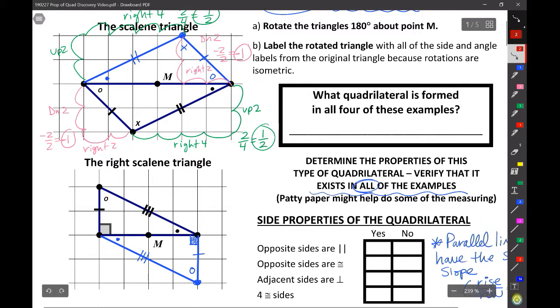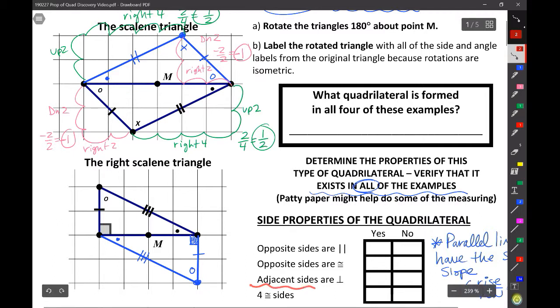Let me talk about the other ones that you're going to do here, and then the video will pause. You'll do some work with your shoulder partner or teammates, and then you're going to try to decide yeses and nos for the side properties here, and then you'll answer the question on the right side of the screen to move forward. So we've talked about opposite sides are parallel. Let's talk about opposite sides are congruent. That one should be pretty straightforward and easy to figure out. You have congruency marks, so you can see whether or not those are congruent.